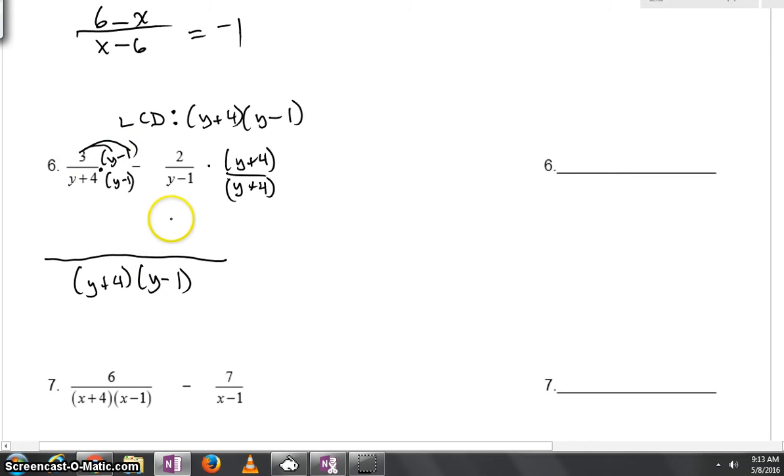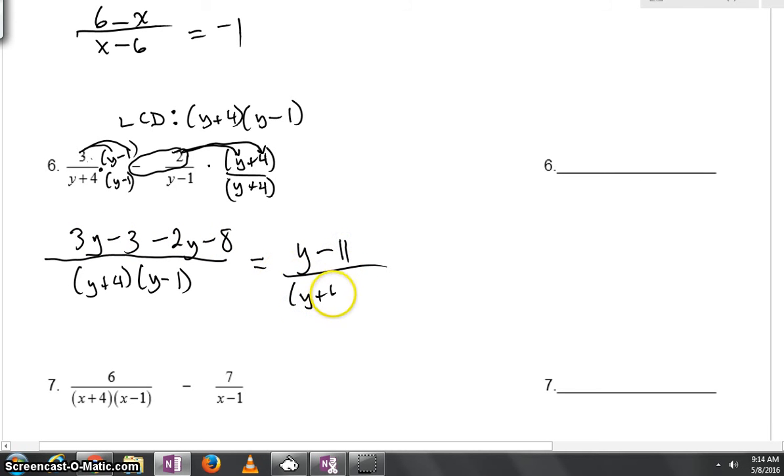And I'm going to just multiply. This will become 3 times y. You get 3y. 3 times -1 is a minus 3. Here we're going to distribute the negative. -2 times y, you'll get a -2y. -2 times 4, you'll get -8. Now combine like terms. 3y minus 2y is 1y. -3 minus 8 is -11.